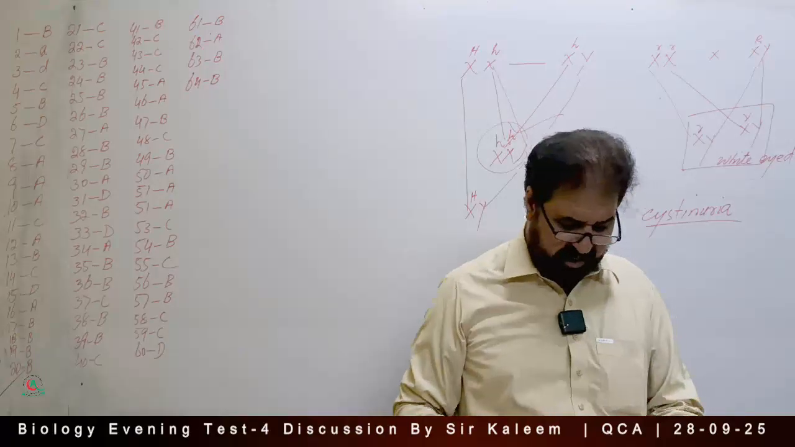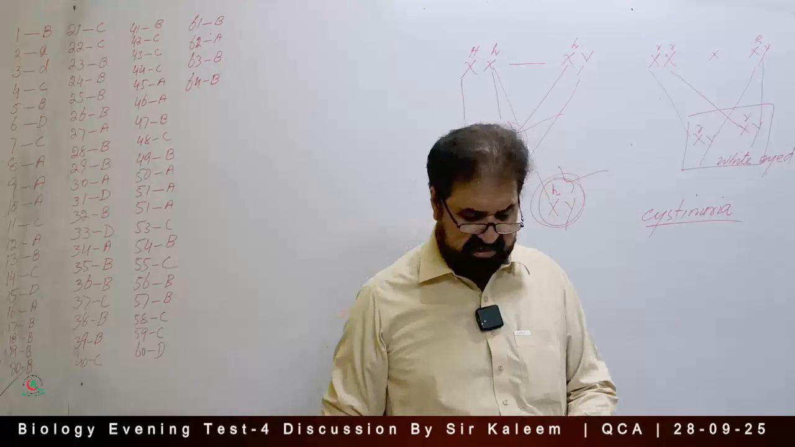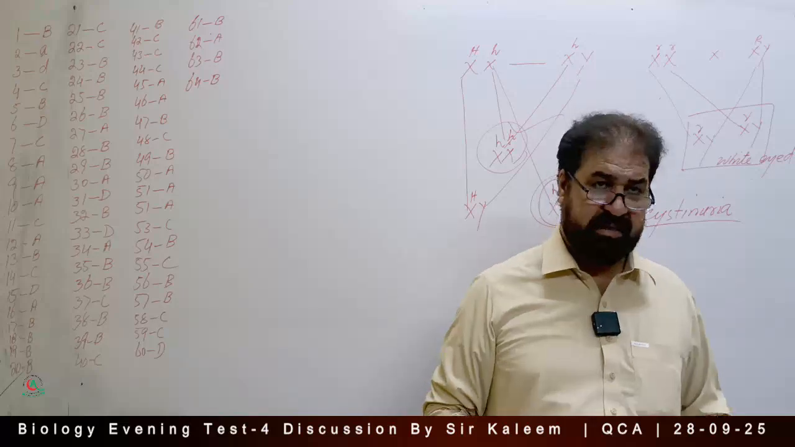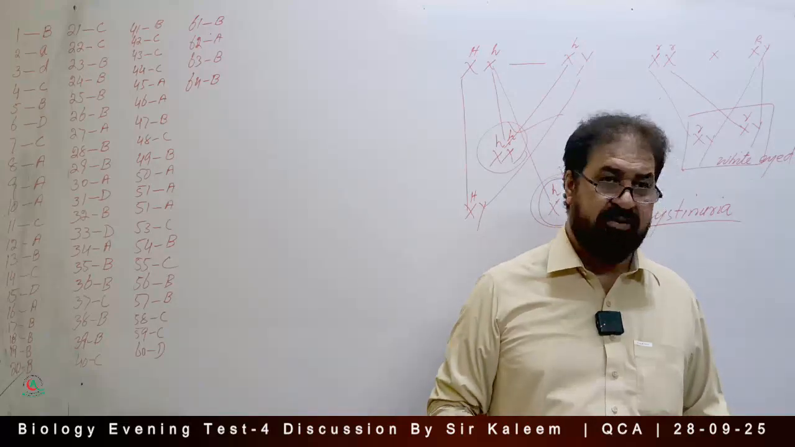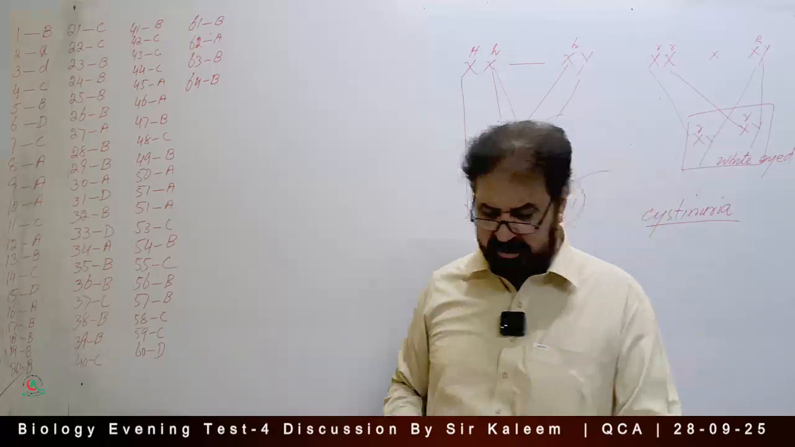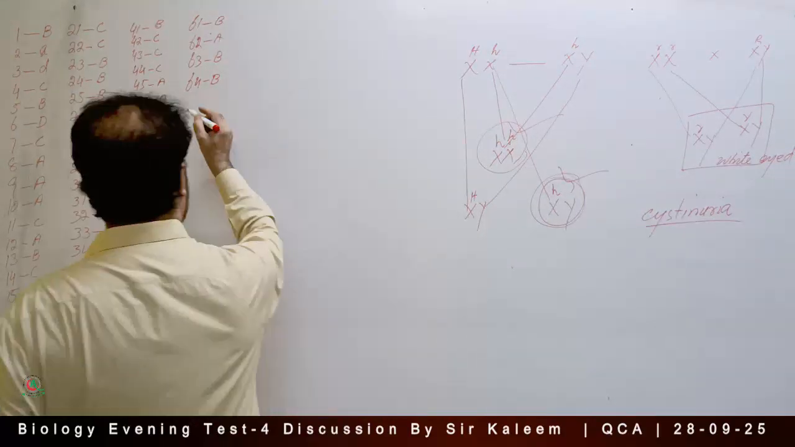Question number 65. Which capillary bed has higher blood pressure? Glomerular capillaries. 20 to 55 mmHg pressures are found here. So option B is correct.